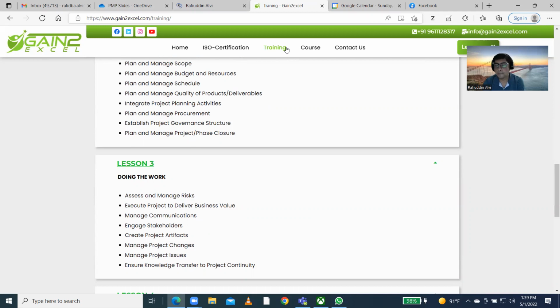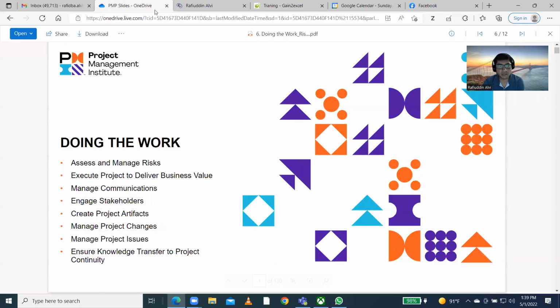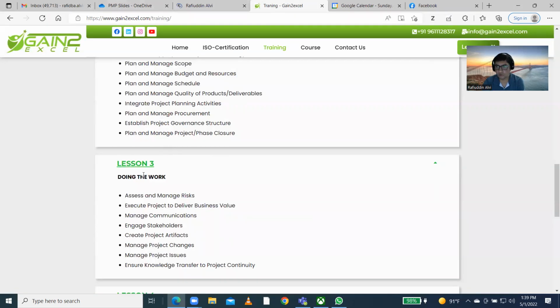Rafi, should I refer to this again in Excel or the LMS? Yeah, this is just a syllabus. This is the syllabus for the exam, like we have for any exam. These are the topic-wise points, topic-wise things. We are covering the same format, like we have doing the work; we are covering the same things here.